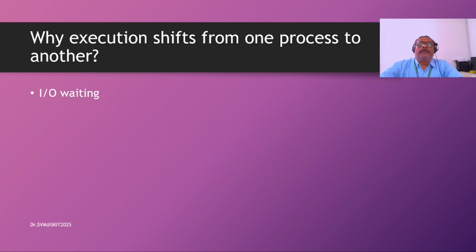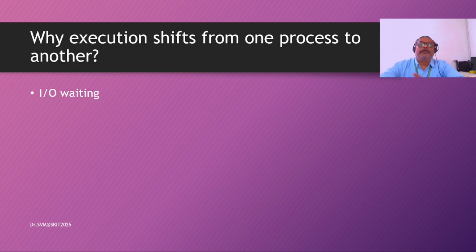So a process which was in running state will encounter some situation where it needs to wait for the slow IO devices, and for that, instead of keeping the CPU wasting its time on this process, we can dump this process into a waiting list and say that till you get your data, you just keep waiting there. Once you get the data, then let's continue working with you. So that's one reason why the execution shifts from one process to another.